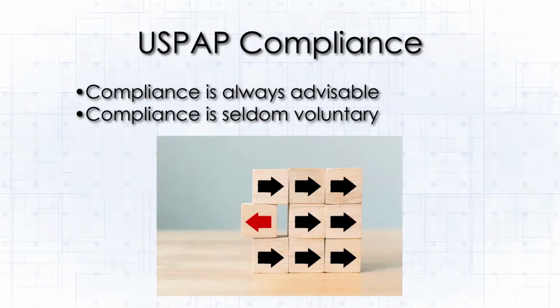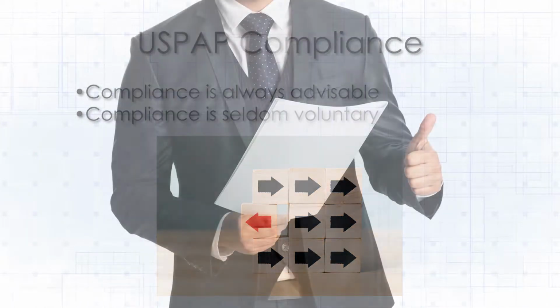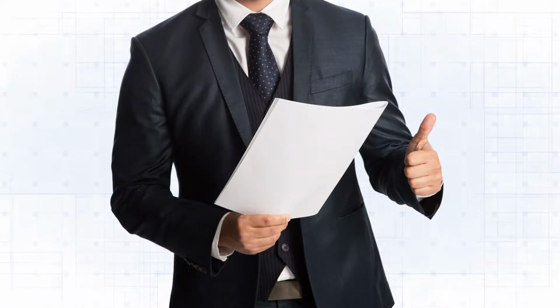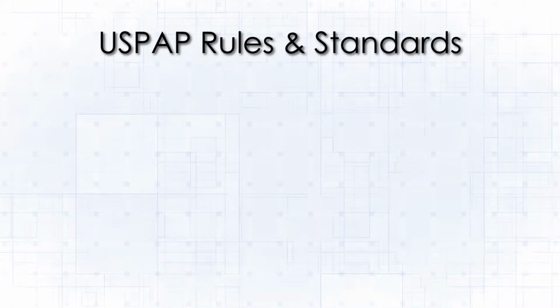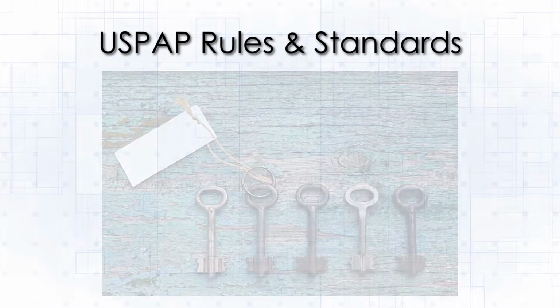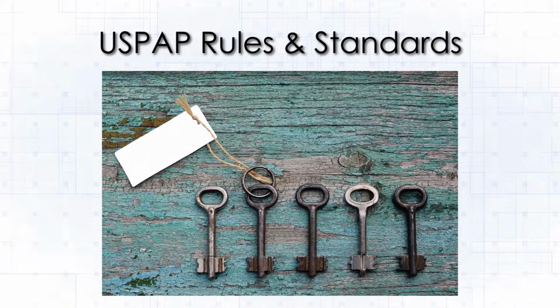However, compliance with USPAP is voluntary in a small and shrinking set of real estate appraisal circumstances. USPAP is voluntary for a number of personal property and business appraisals. A qualified appraiser can determine whether an appraisal requires compliance with USPAP. USPAP has two main parts, rules and standards. There are 5 rules. Let's discuss 3 of them.